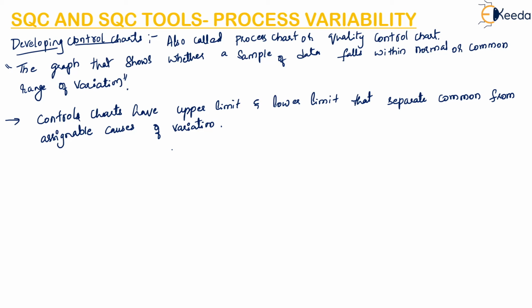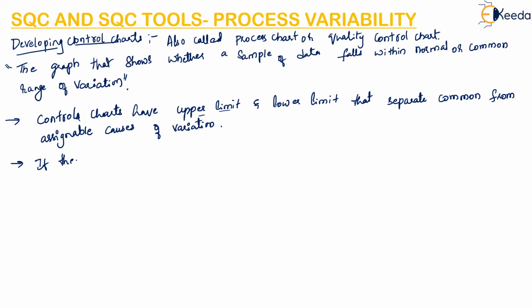The common range of variation is defined by use of the control chart limits. So we can see if the range of variation is between these two limits, the upper and the lower limit. If they are well between the upper and the lower limit, then we can say that they are in the common range of variation, or the normal range of variation. We say that the process is out of control when the plot of data reveals that one or more samples fall out of the common limits.